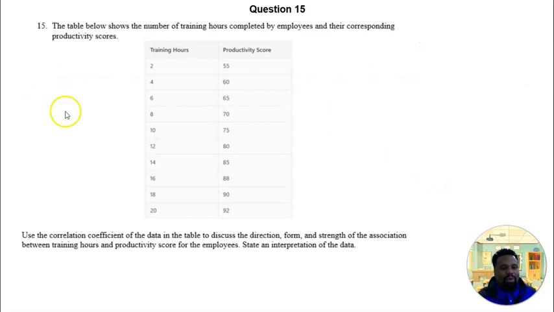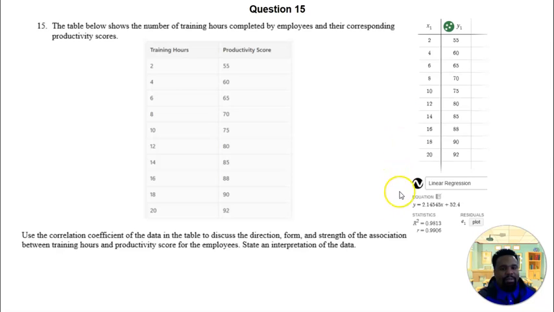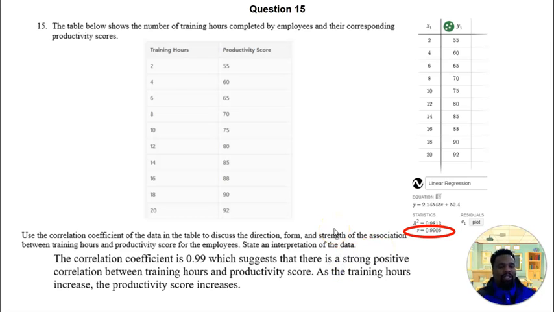And then lastly, we want to look at the correlation coefficient here. So we're going to type this in our Desmos and look at our r. We got 0.99. 0.99 is our correlation coefficient, and it tells us that we have a strong positive correlation. As the training hours increase, the productivity score increases.